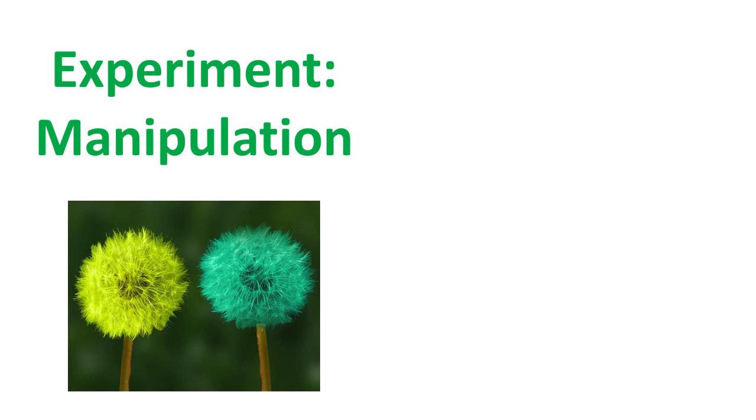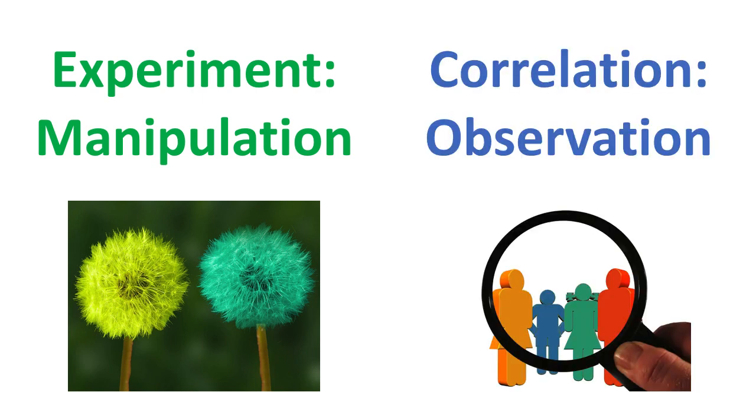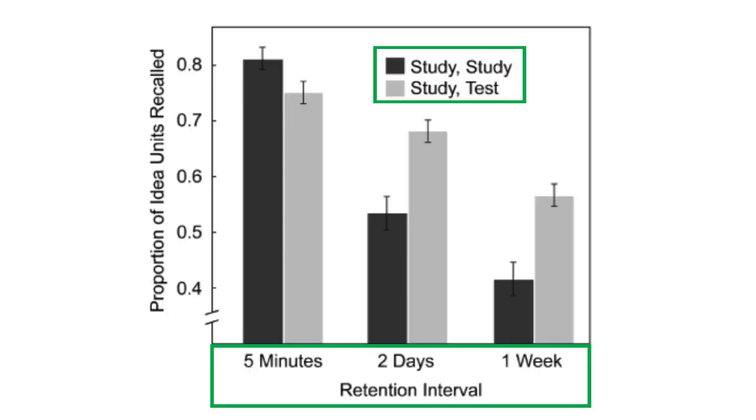Our ability to manipulate the levels of the independent variable is what makes a true experiment different from other research methods. In contrast, in correlational research, variables such as age, gender, and ethnicity are not randomly assigned to participants by the researcher. Instead, participants may be selected because they have specific attributes.